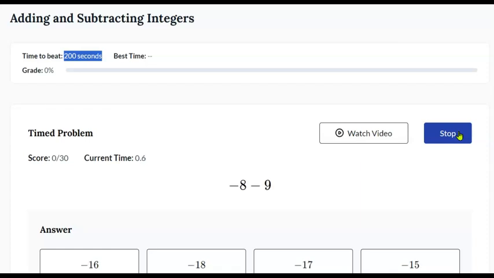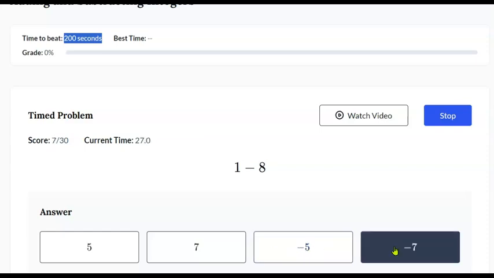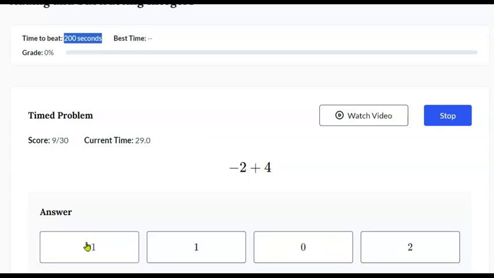As soon as you click start, the math facts will begin. Negative 8 minus 9, 5 plus 3, and you're just going to keep clicking your answers until you reach 30 problems correct. So don't worry about this timer. You're not going to run out of time. But I put it up there so you could at least just keep track of how long it's taking you. And maybe the next time you try it, it takes you less time.